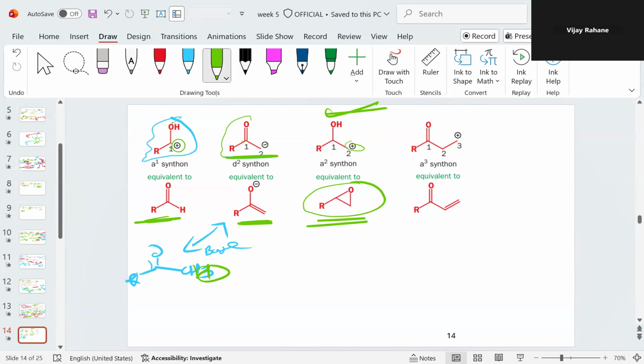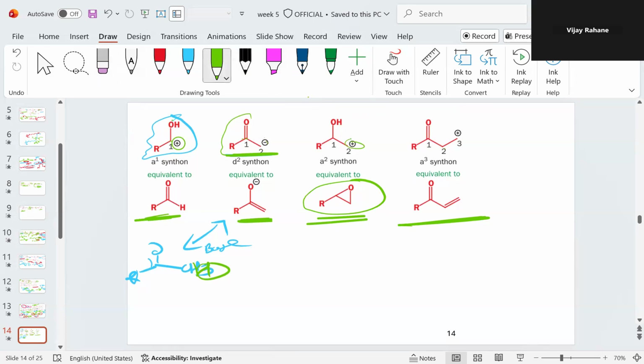And similarly, if you want the positive charge on the beta position, then we can use this type of synthetic equivalent for this type of intermediate or this type of synthon. So this will be very useful when we are doing some synthesis.